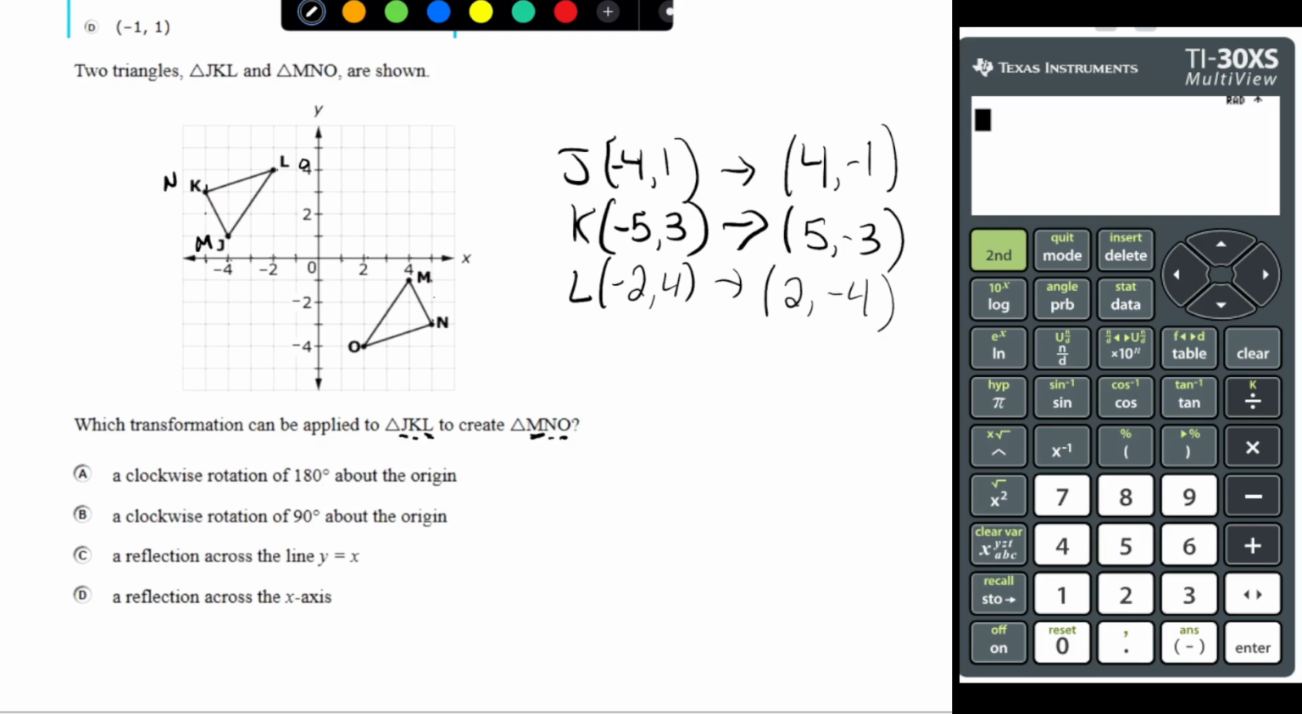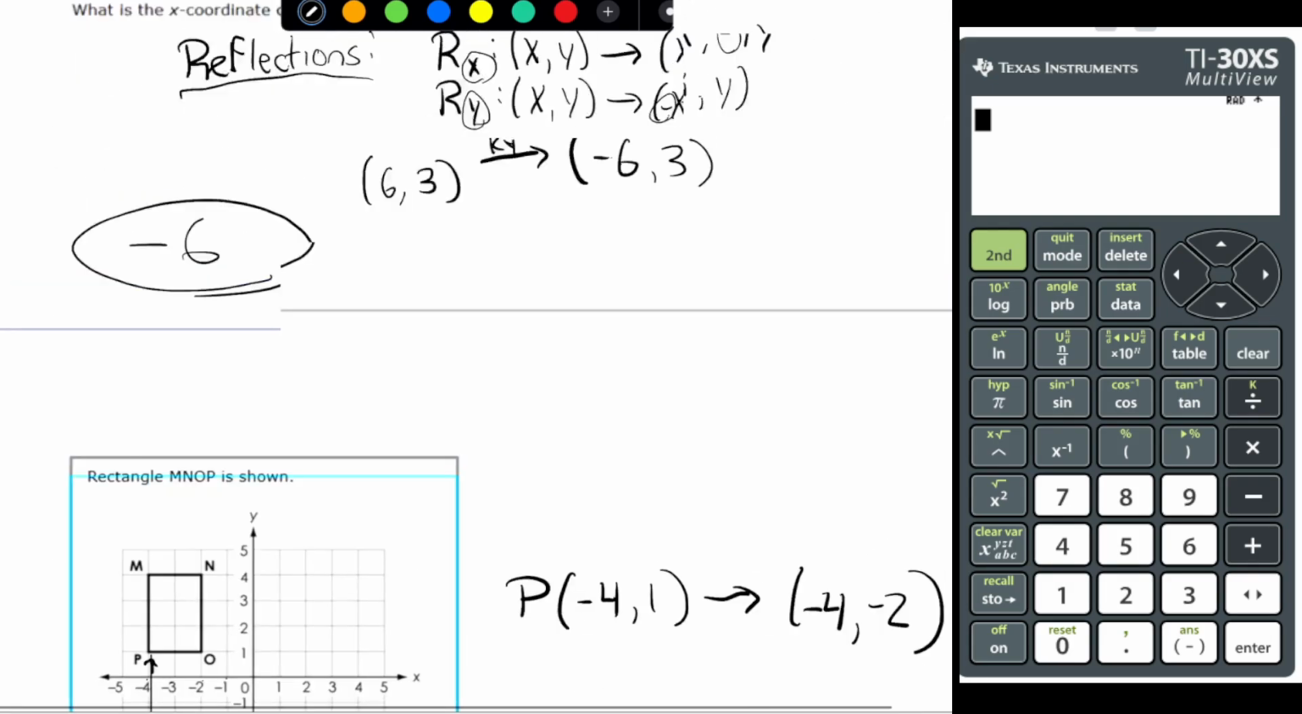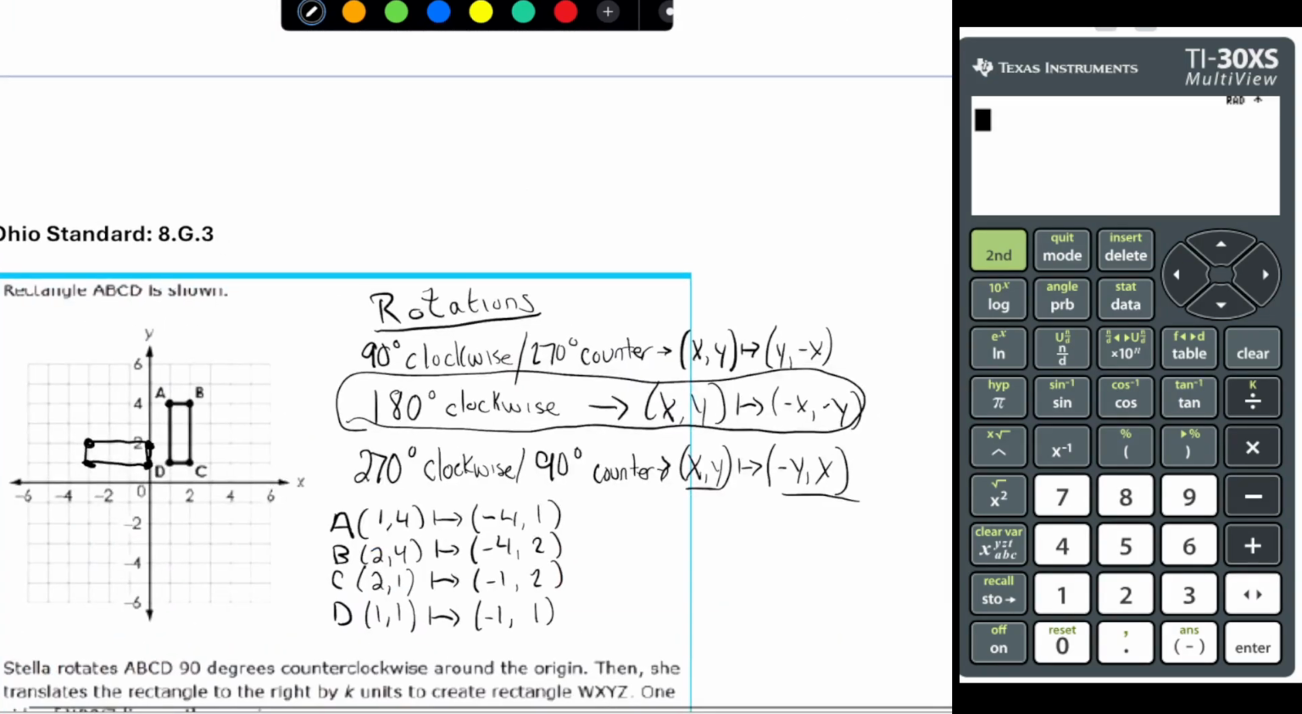So all we did was switch the signs of both x and y. Which of these choices involves switching the signs of both x and y? It is a clockwise rotation of 180 degrees, as evidenced by our rule up here, where (x, y) becomes (negative x, negative y).